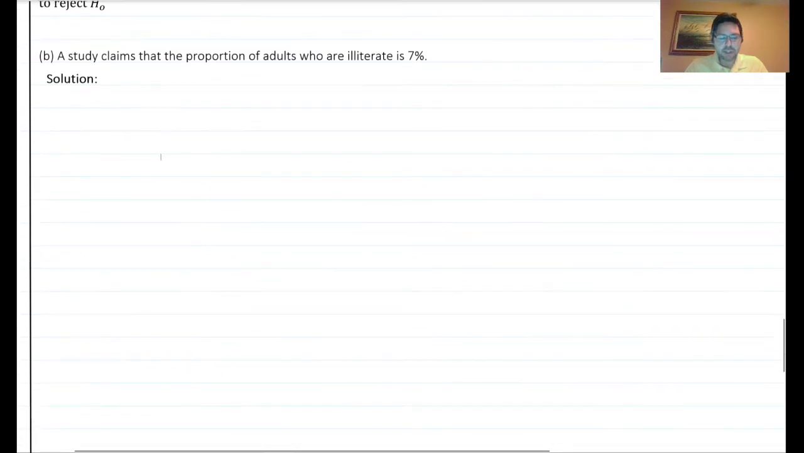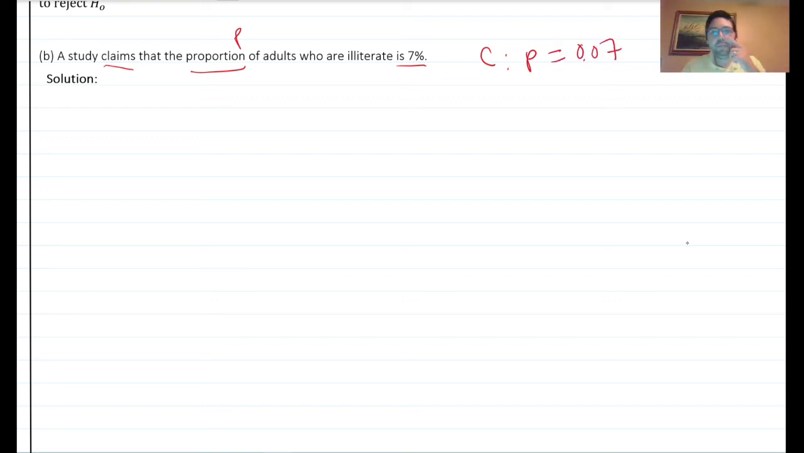Next one: a study claims that the proportion of adults who are illiterate is 7%. So we've got a claim, and I'll just use C for claim, that the proportion p is 7%. Convert that to a decimal. Now this claim is a statement of equality, so it's a null hypothesis. And we have our alternative hypothesis. Now we don't have enough information; they don't say what the researcher thinks, right? So we're going to say that it's not equal to.